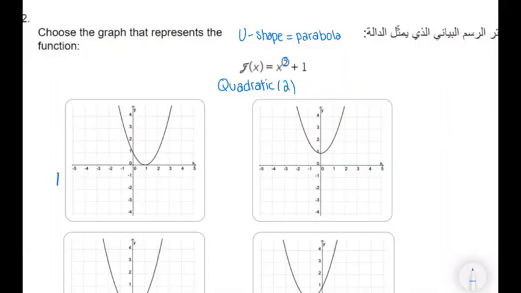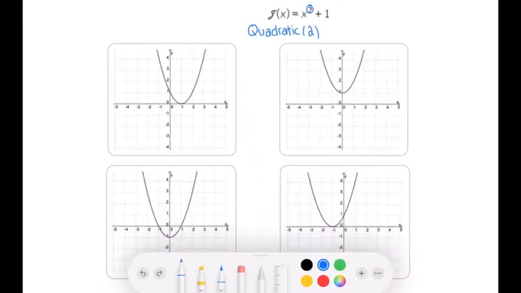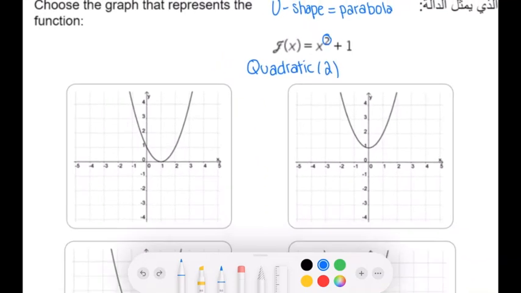As we can see, all of them are directed upwards. Why are they all directed upwards? Why are they not downwards, reflected over the x-axis? Because here, the coefficient of x squared is positive 1. It's not negative. If it was negative x squared, then the parabola would be downwards because it is negative.